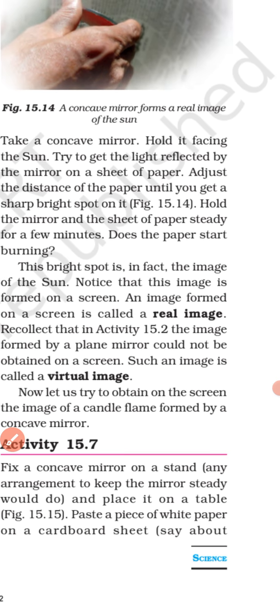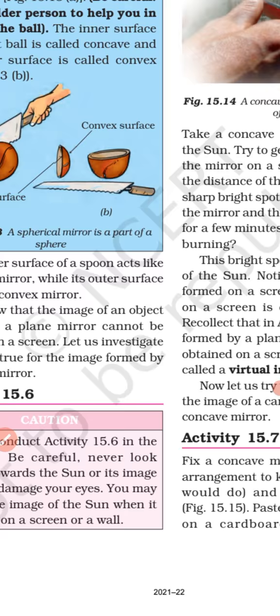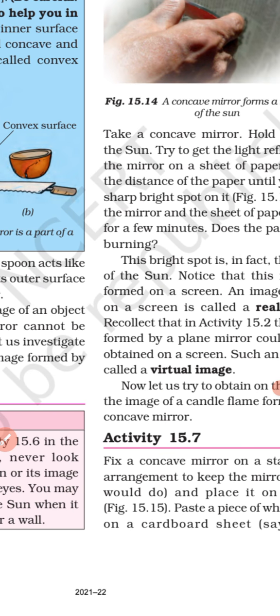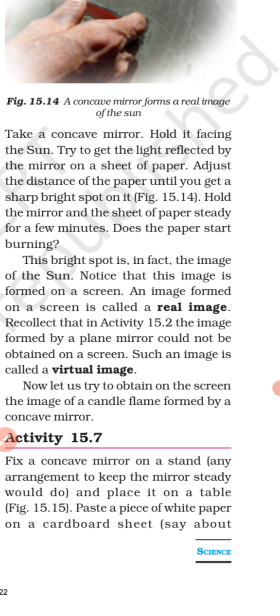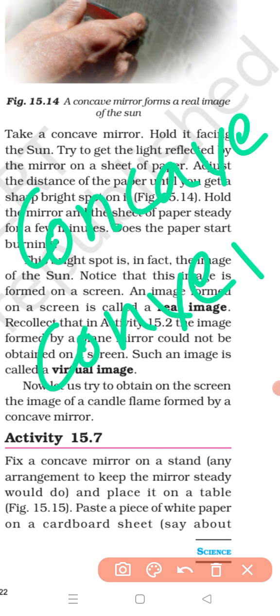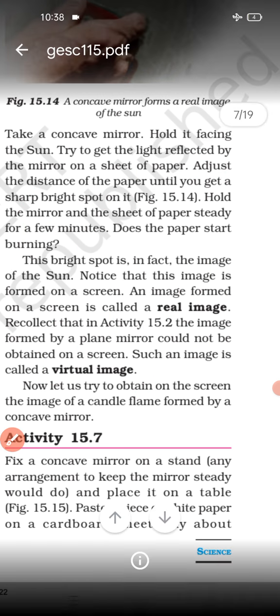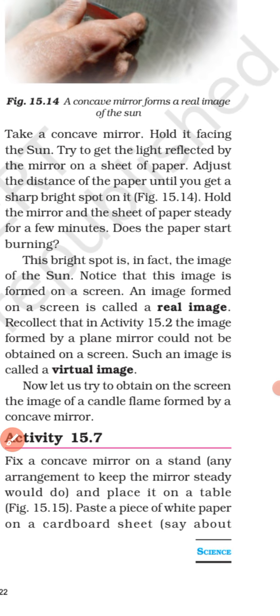Okay. So activity 15.7. Look in your book, page number 180. As you have seen, there are two types of spherical mirrors. One is the concave mirror, and the other is the convex mirror. Activity 15.7 is based on the concave mirror.